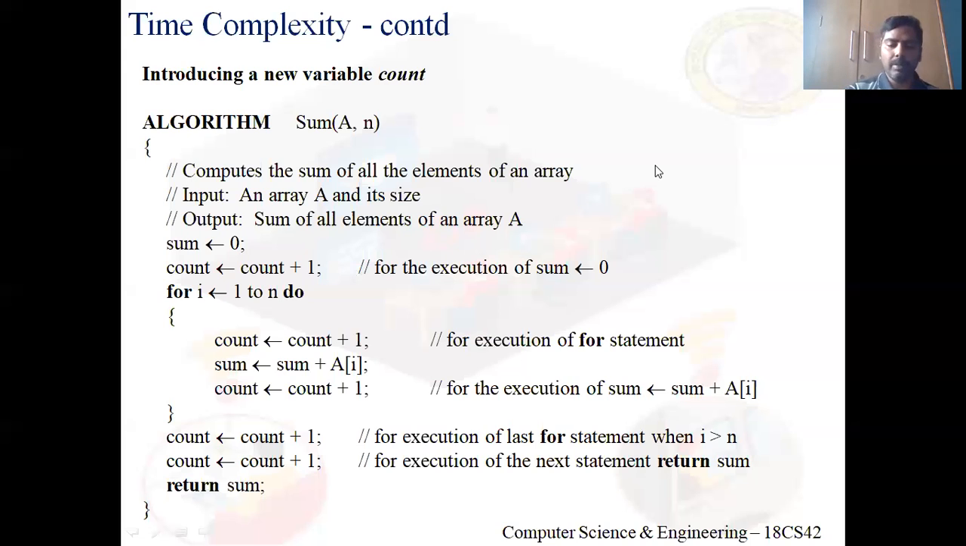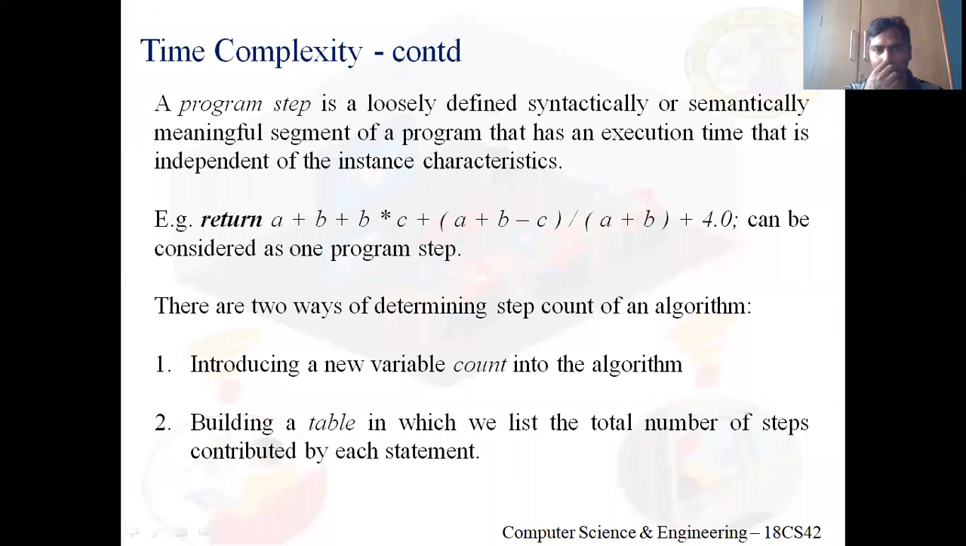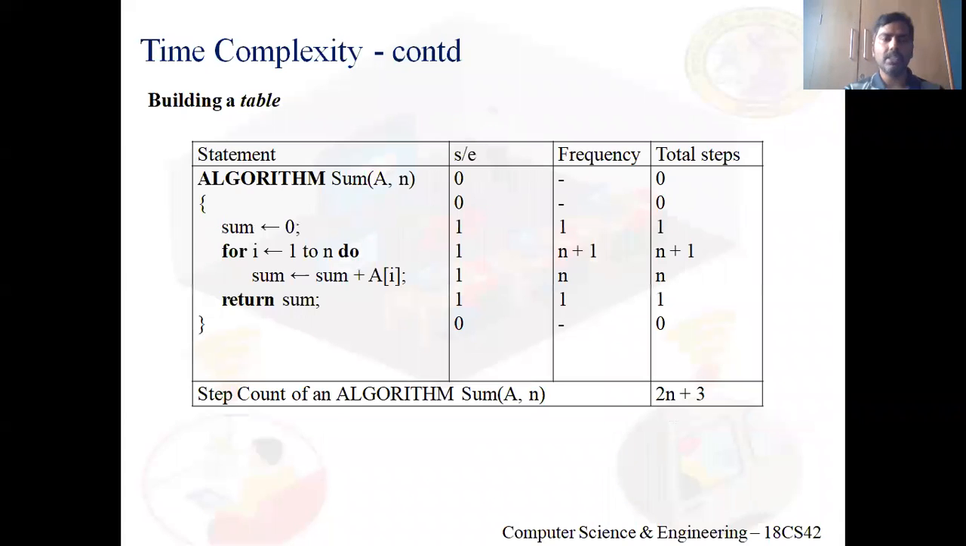I repeat, I'll come back to the previous slide. I said time complexity: real time we are not going to consider because it's machine dependent. So we are going to have an independent metric, that is the program step count. There are two methods. One, as I just said, is modifying an algorithm using a count variable, and the other one I'm going to compute manually myself using this table.